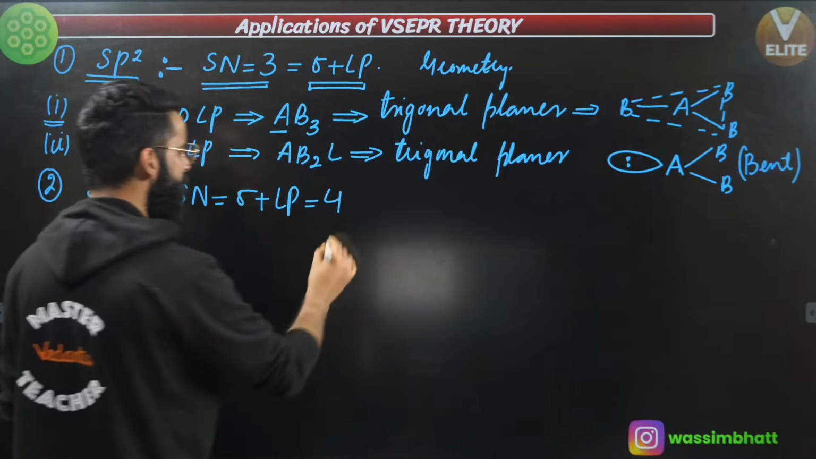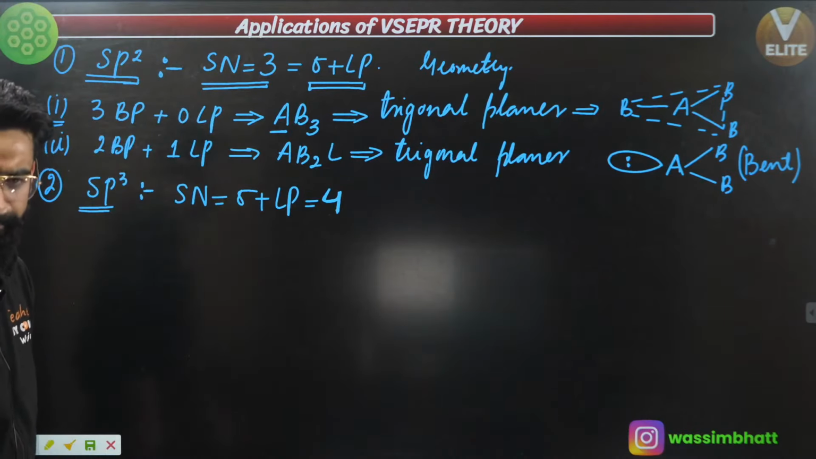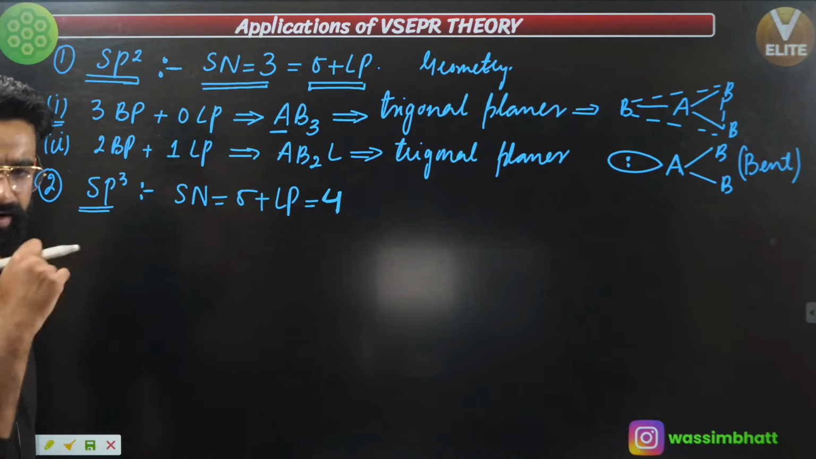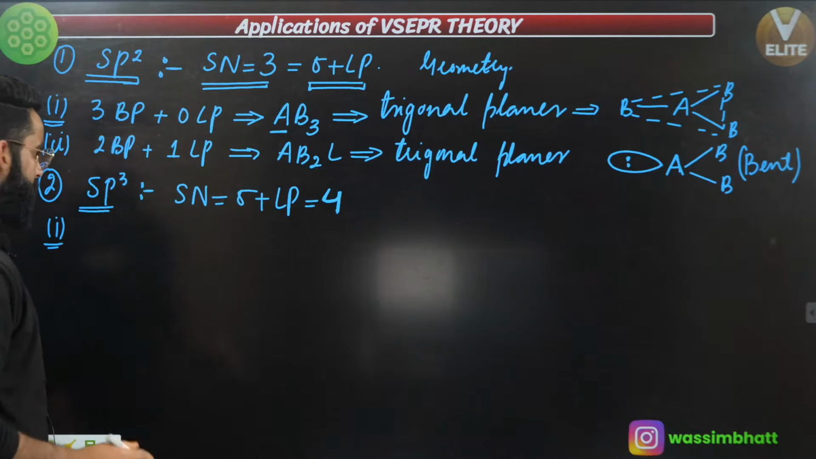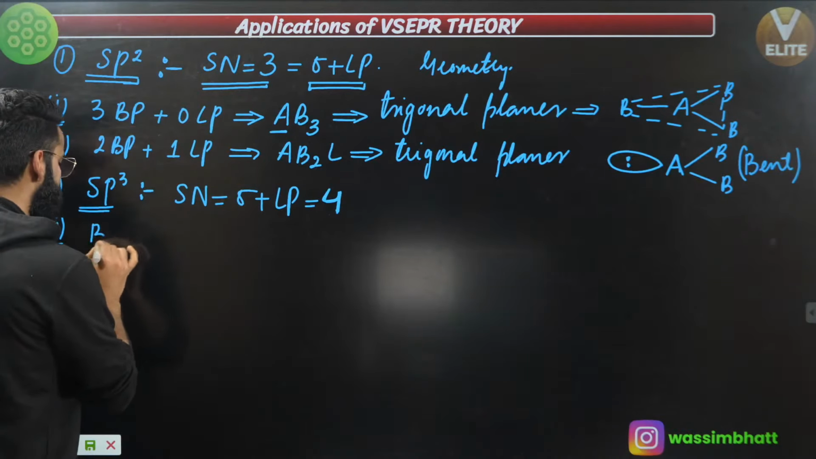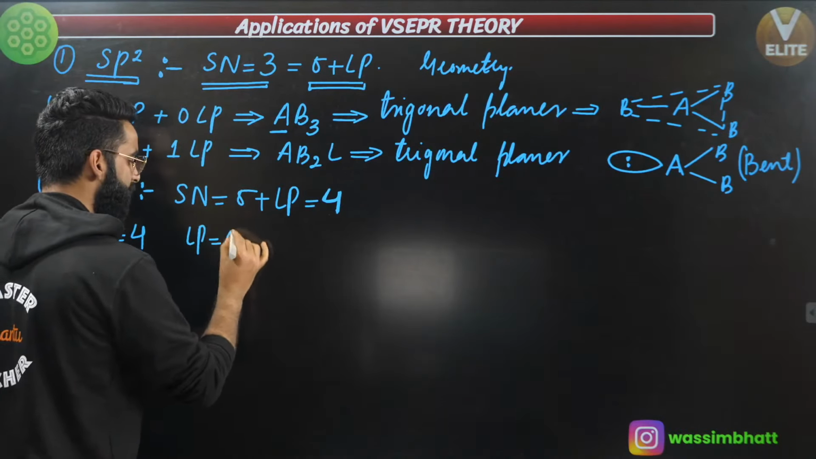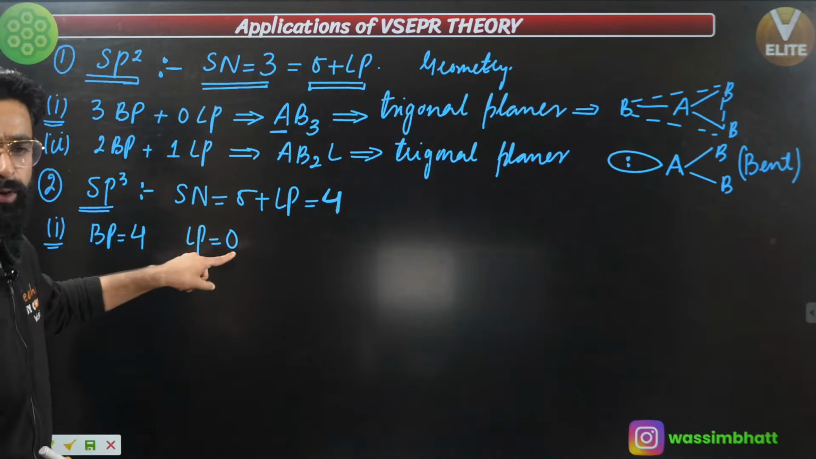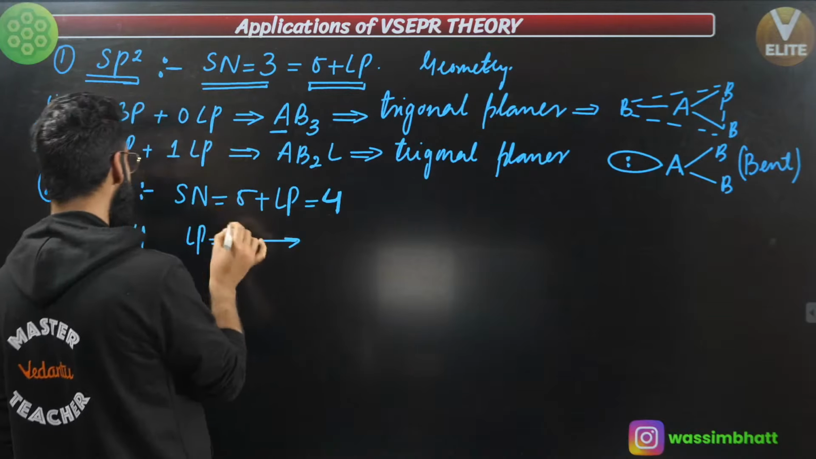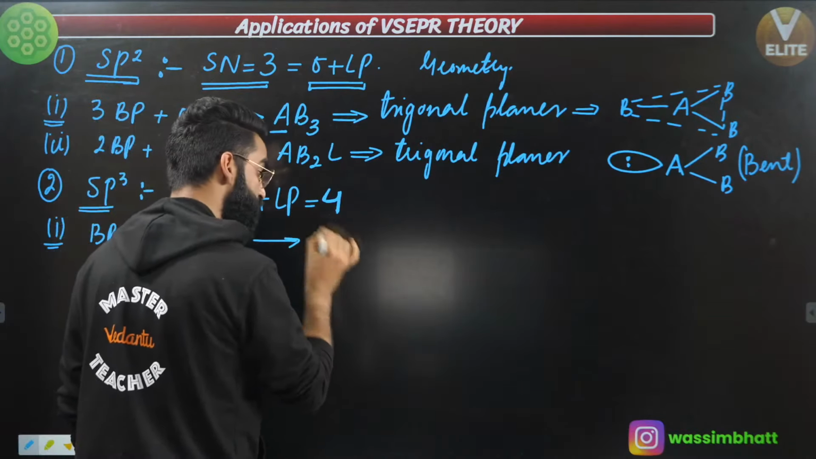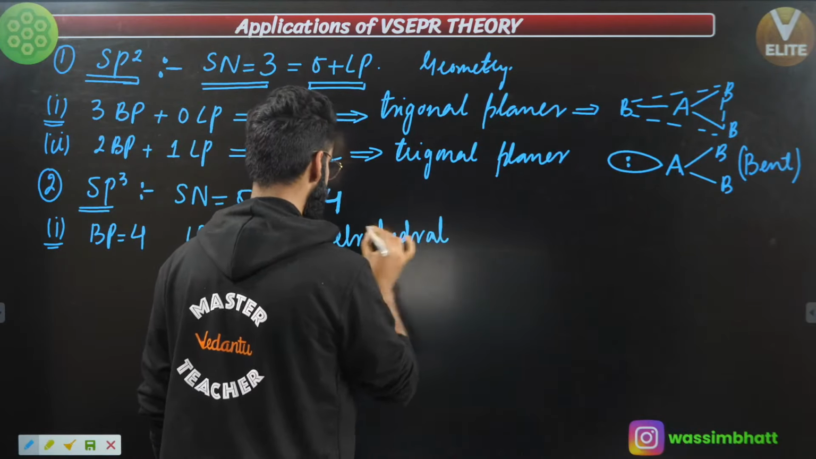And if the steric number is 4, we know the expected geometry. Expected geometry is tetrahedral. I hope you know that, yeah? Now we will see the first case which I'm taking right here. If I'll be having a molecule in which bond pairs will be exactly equal to 4 and lone pairs will be exactly equal to 0. Correct? 4 bond pair, 0 lone pair. That means steric number 4. What is the expected geometry as per hybridization? Since hybridization is sp3, expected geometry is tetrahedral.